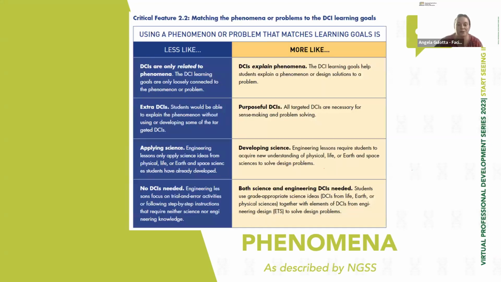So take a moment to look through this more like, less like chart. This is from the critical features of instructional materials design for today's science standards, which is by EdReports and Next Gen Science. A link to this is on your takeaway document. As you're reading, choose one thing that really stands out to you as different from your current or your past teaching style, and go ahead and share that in the chat. So again, what really stands out to you as being different in NGSS instruction?